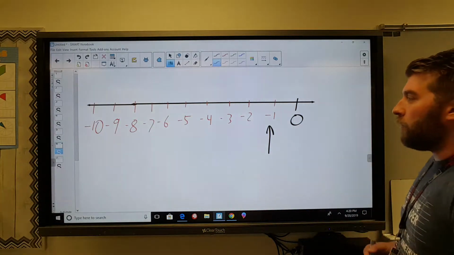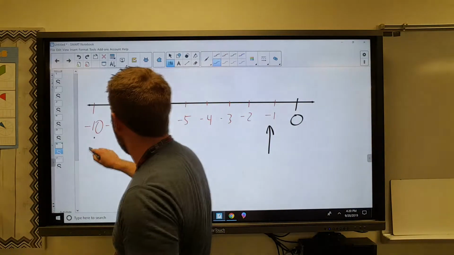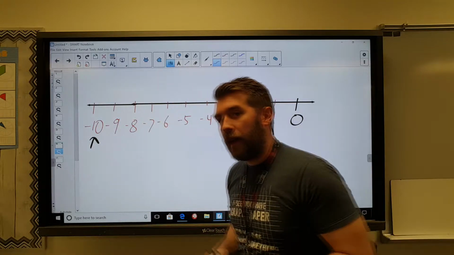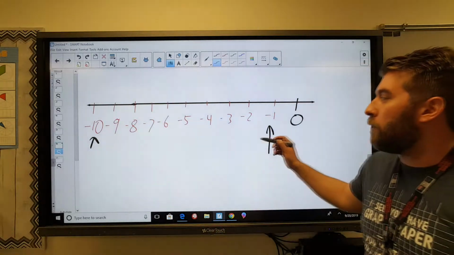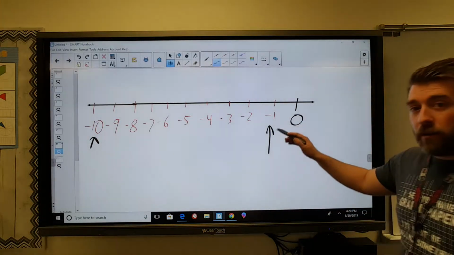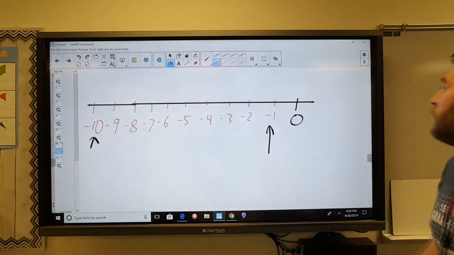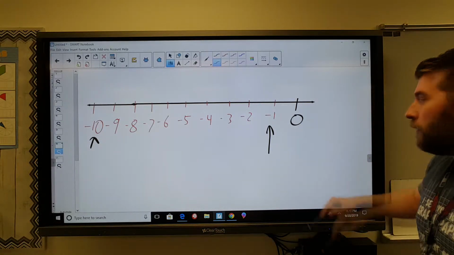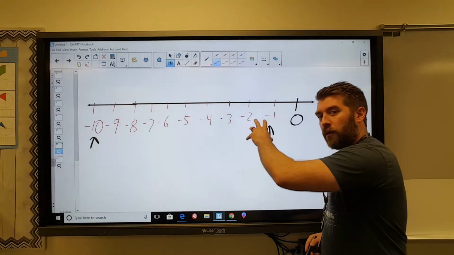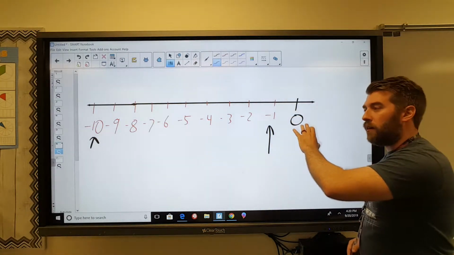So which negative number has the least value? Well, that's negative 10. Negative 10 has the least value because it's the furthest one to the left on the number line, and it's furthest away from 0. 0 is greater than all of these negative numbers because it's the furthest to the right on the number line.